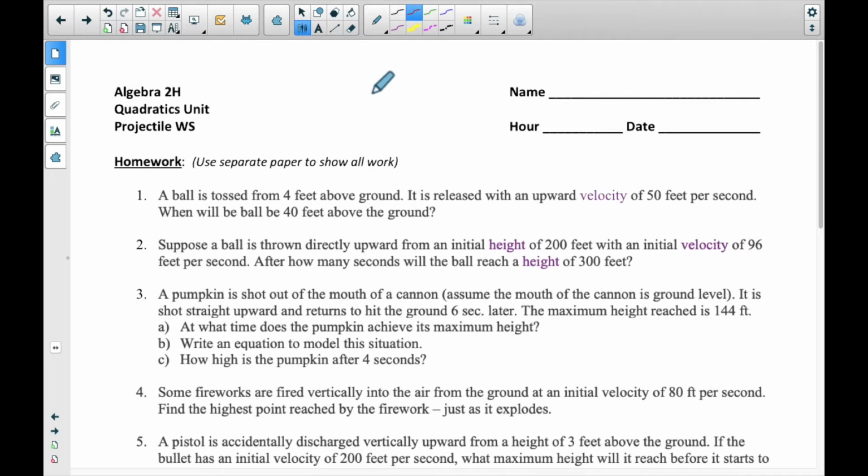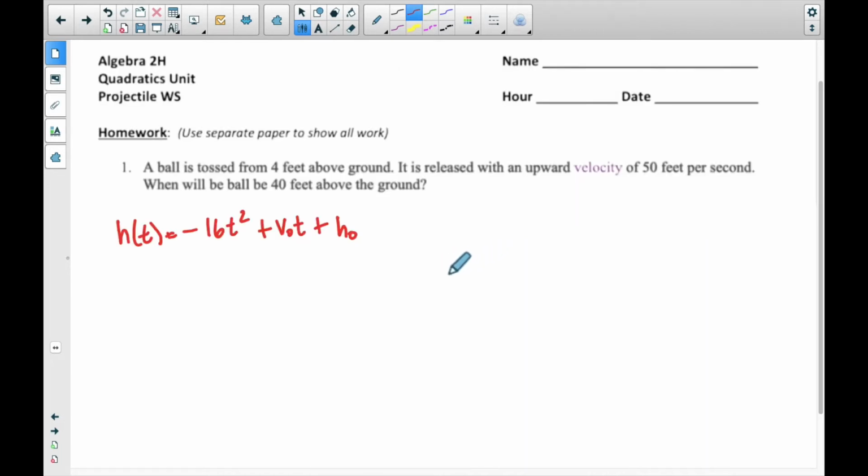It is released with an upward velocity of 50 feet per second. When will the ball be 40 feet above the ground? Okay, so first of all, we're going to start with the equation that we have been given in the notes. This is the equation we're always going to use, and we're going to plug in what we know. We're just going to start with a negative 16t squared.